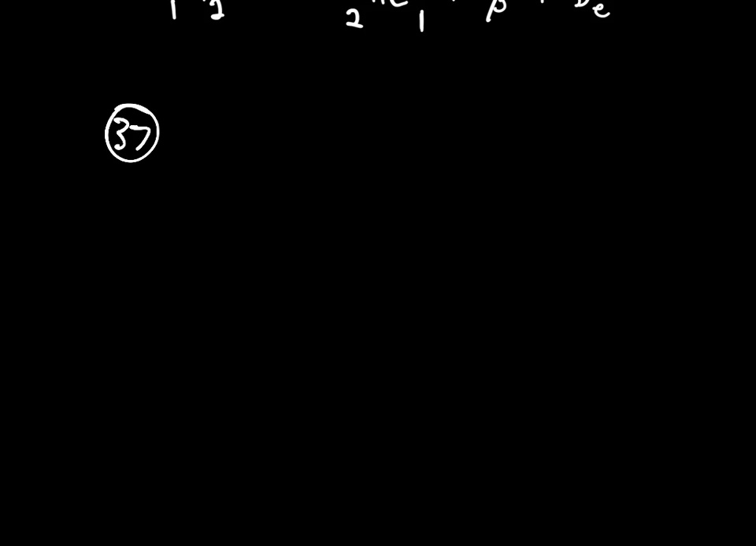37 is a little tricky. 37 is write the complete beta-decay equation for the neutron. How do we do that? I have a neutron. Doesn't have any A's or Z's or N's. How the heck do I do this?